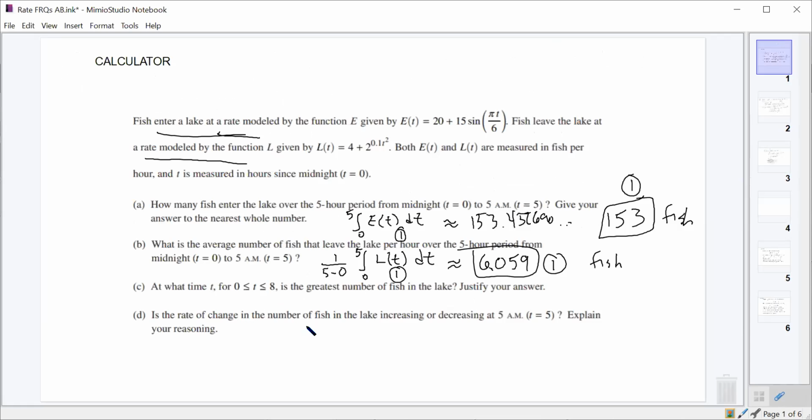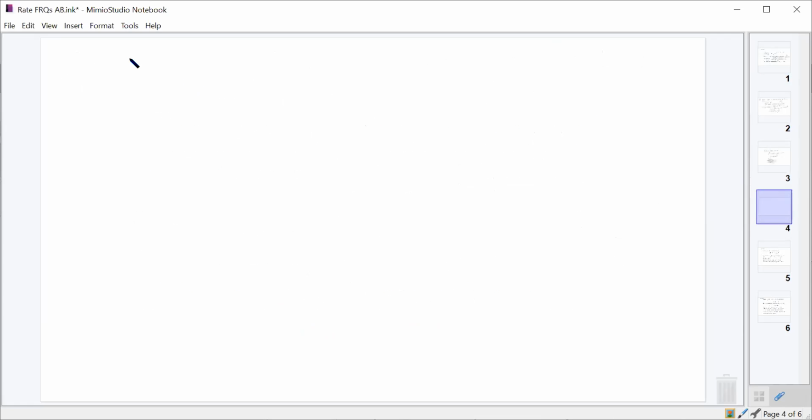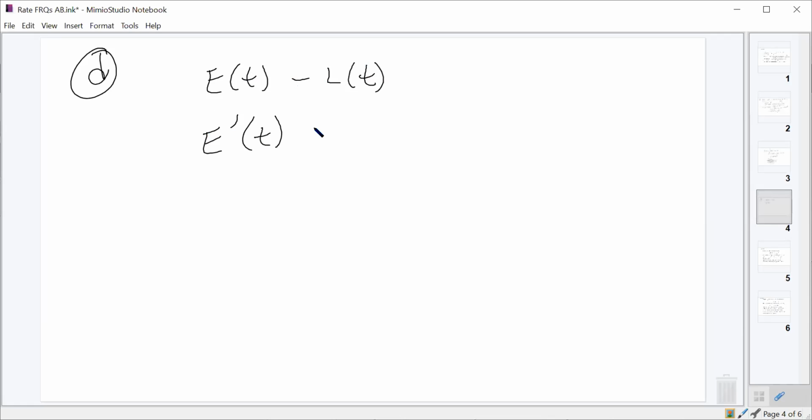Okay, part D, is the rate of change in the number of fish in the lake increasing or decreasing at 5 a.m.? So the rate of change in the number of fish, that's E of t minus L of t. We want to know if that is increasing or decreasing. How to figure that out? Well, you take the derivative. E prime of t minus L prime of t.